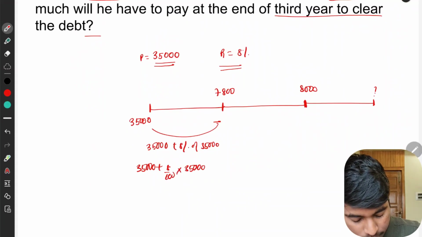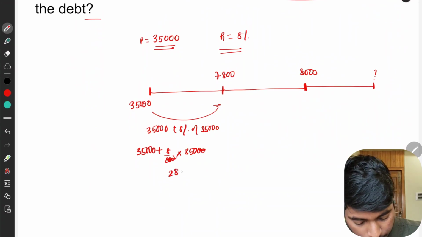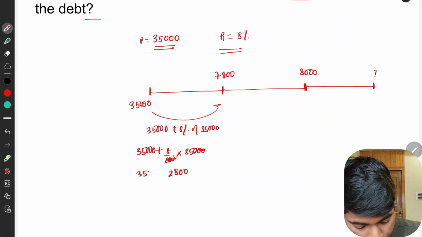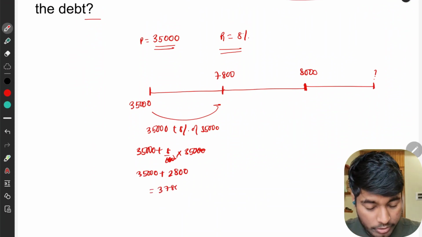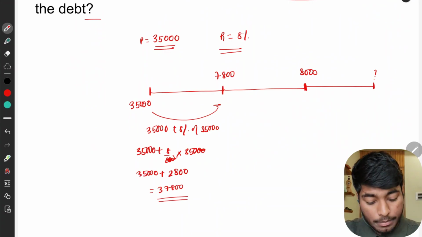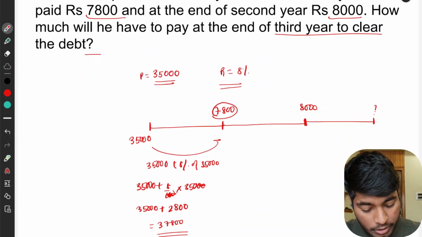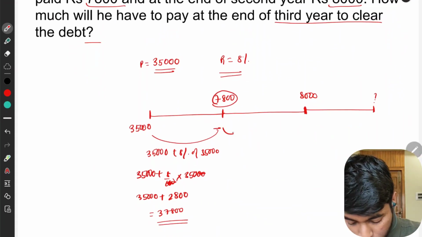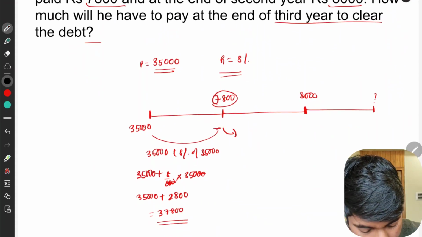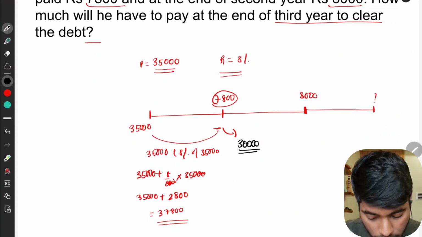The zeros get cancelled. 35 times 8 is 280, so that will be 2,800. So 35,000 plus 2,800 is equal to 37,800. Now of 37,800, how much had he paid? He had paid 7,800. So what is left to me? I am left with 30,000. Now 30,000 is left.